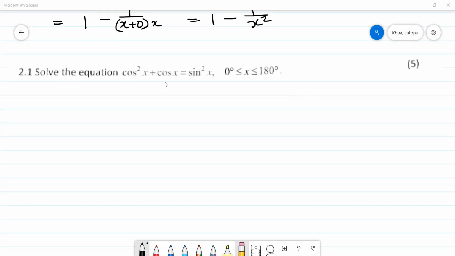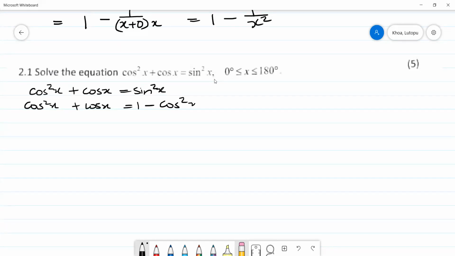Okay, so we want to solve this equation. Cos squared x plus cos x is equal to sine squared x. So first thing, we need to rewrite everything in terms of cos x. So we have cos squared x plus cos x. This is equal to sine squared x. So sine squared x, we use our identities. This is 1 minus cos squared x. Then collect everything on one side. We have 2 cos squared x plus cos x, and then minus 1 is equal to 0.